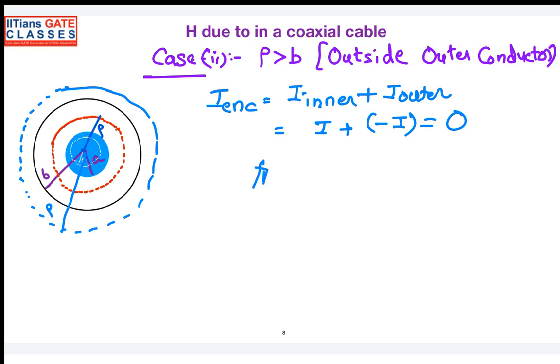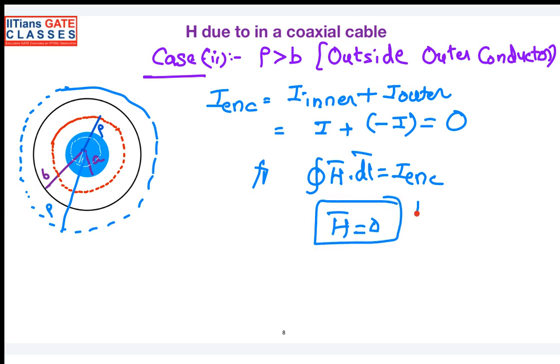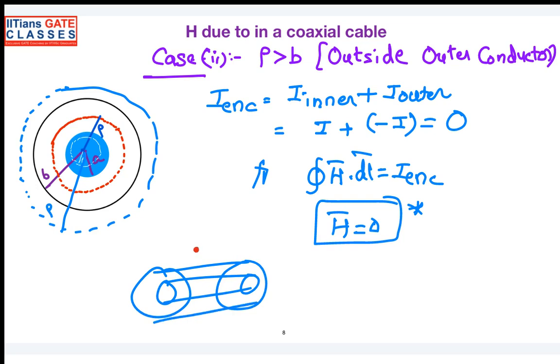So what will happen? Integral H dot dl is equal to the enclosed current. Since there is no current, there is no magnetic field. This is the same logic I have explained in electrostatics also. If you have any coaxial cable, when you take a point outside the coaxial cable, even there you can compare your electric field intensity is 0. And similarly, right now we also got the magnetic field intensity also 0.